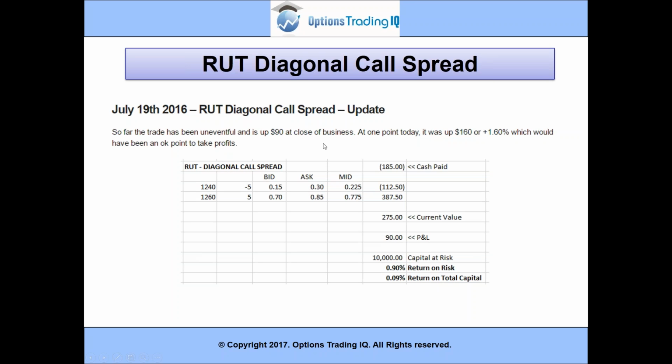Okay, so on the 19th, so far the trade has been uneventful and is up $90 at the close of business. At one point today it was up 160, which would have been an okay point to take profits. So right here about 90 bucks. Again, it's not a huge amount of money, but it's quite a fun trade to put on if there's not much else happening in the markets. If you haven't got your condors and things like that, you can make a little bit of money in a short space of time sometimes.